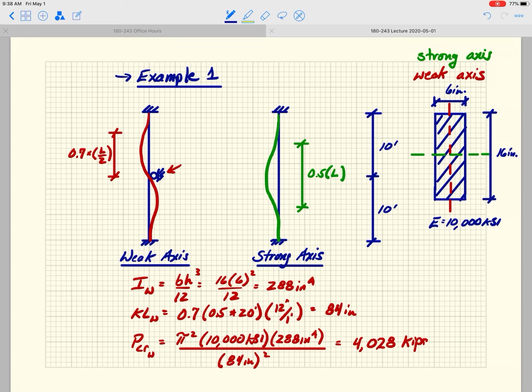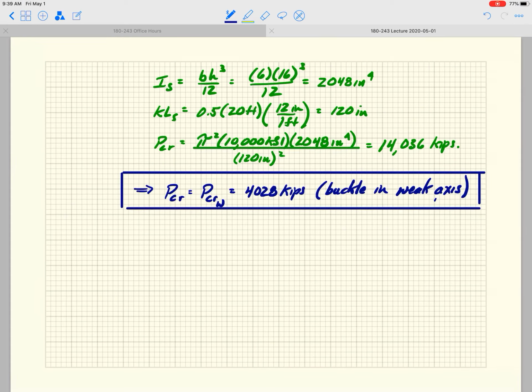redesign the column a little bit. If I don't want to increase the cross-sectional area, I could make the width, say, 8 inches and the height 14 inches, and see if I couldn't get a little bit more balance in both directions. This is very imbalanced. In one direction, I get only 4,000 kips. In the other direction, I get 3.5 times that. But I can never make use of all of this capacity, because it's always going to buckle in the weak axis first.